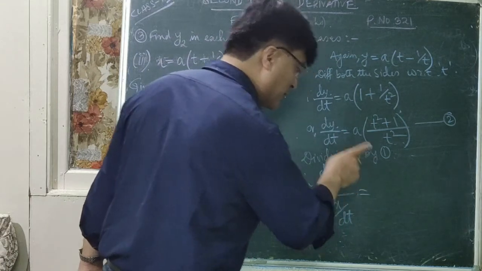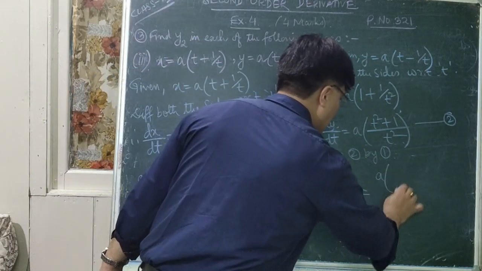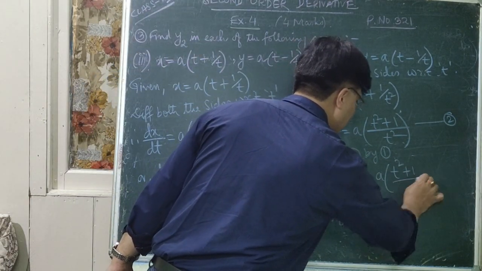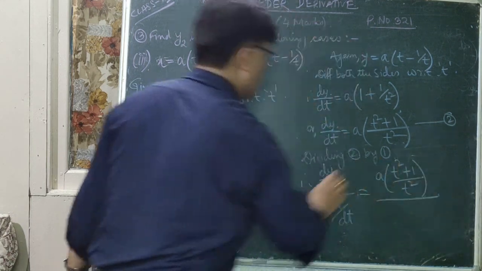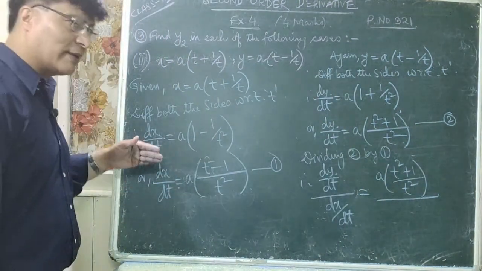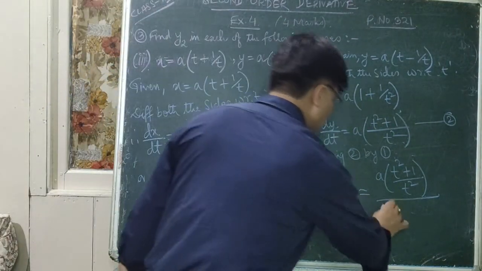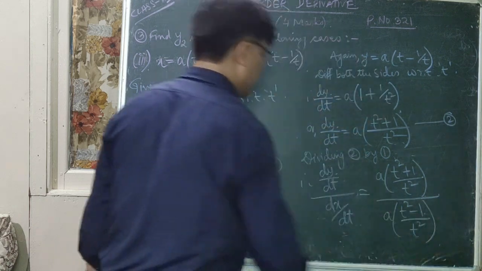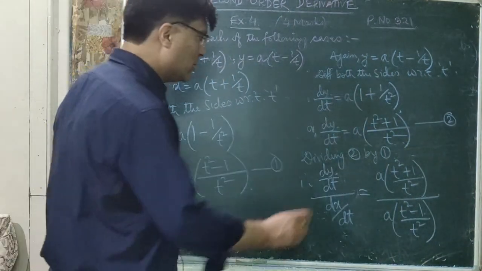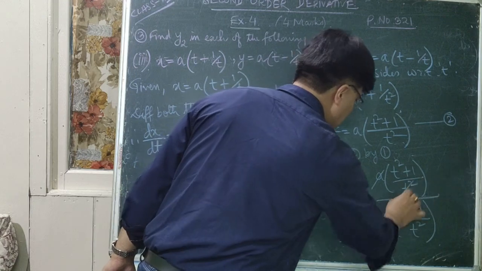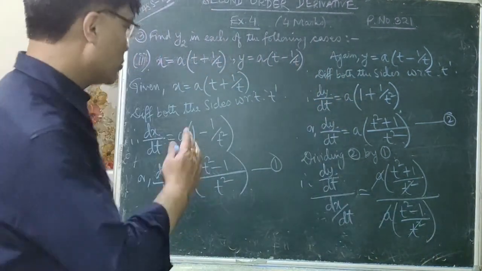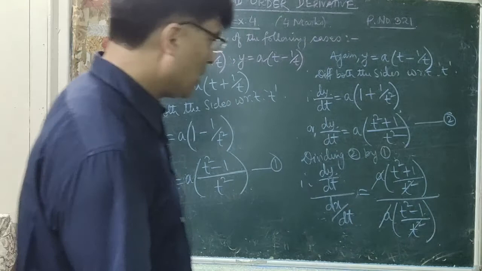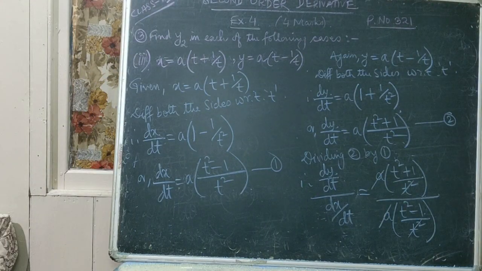hand side, write down right hand side of number 1 in the numerator, a into t square plus 1 divided by t square, divided by, now again you have to write down right hand side of number 1, that is a into t square minus 1 divided by t square. Is that clear now? So here you can cancel, this a gets cancelled, t square gets cancelled. So you can copy it. Now in the next step you can get the value for dy by dx. So you can easily get the value for dy by dx here.